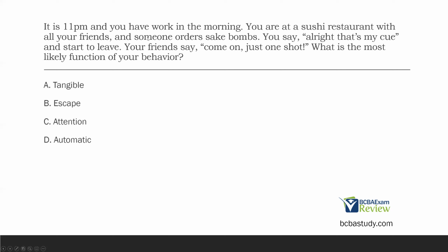It is 11 p.m. and you have work in the morning. You are at a sushi restaurant with all your friends and someone orders sake bombs. You say, all right, that's my cue, and start to leave. Your friends say, come on, just one shot. What is most likely the function of your behavior?